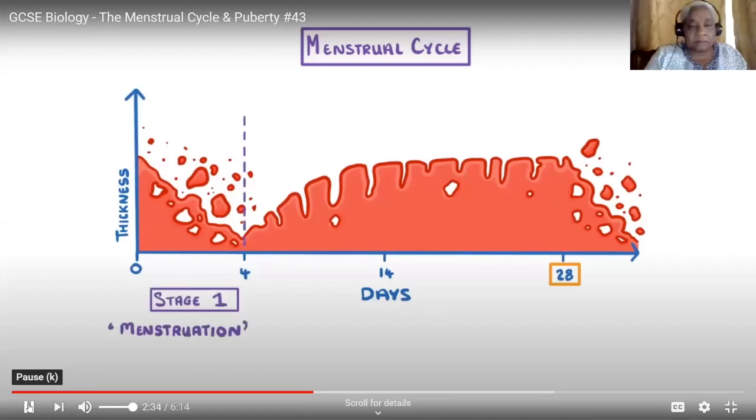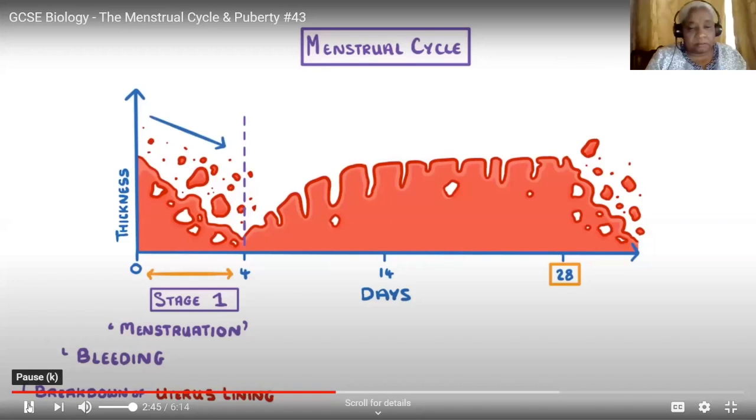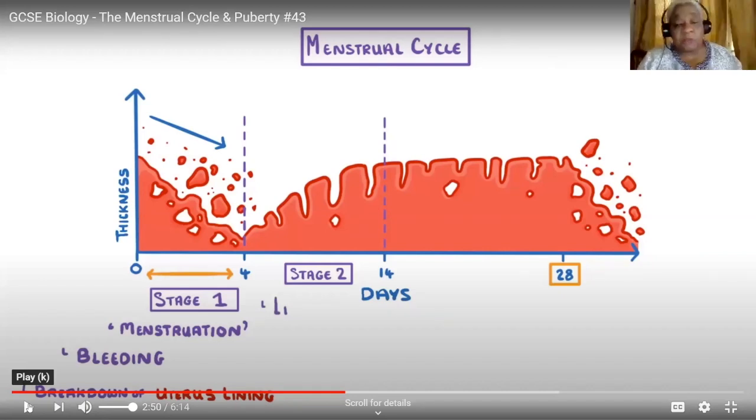Stage 1 is known as menstruation, which is the period of bleeding that normally lasts about 4 days, and is due to the breakdown of the uterus lining. We can see this on this first section of the graph, where the thickness of the lining is decreasing. Most of us refer to stage 1, menstruation, as a period, when the tissue lining and blood leaves through the vagina, and we capture it on pads or tampons, and now we even have a cup.